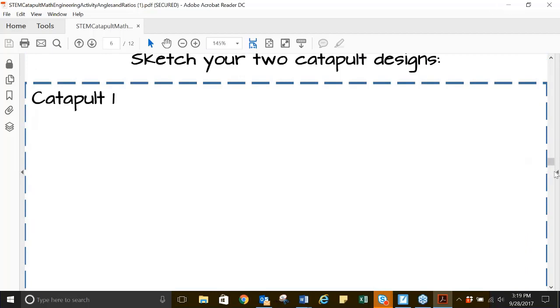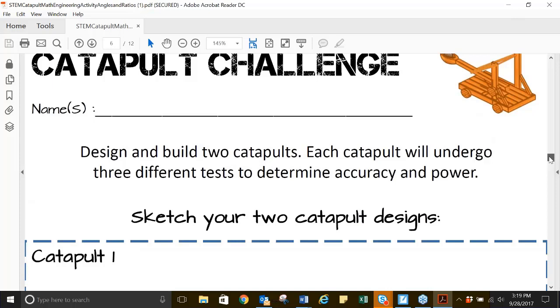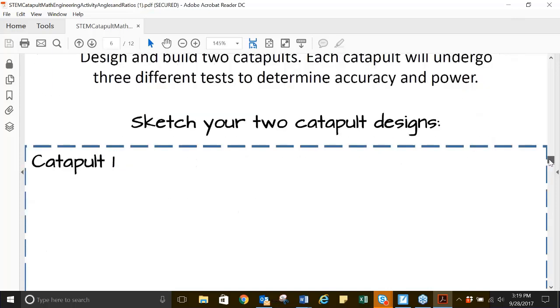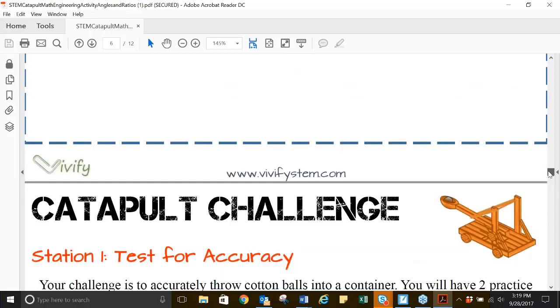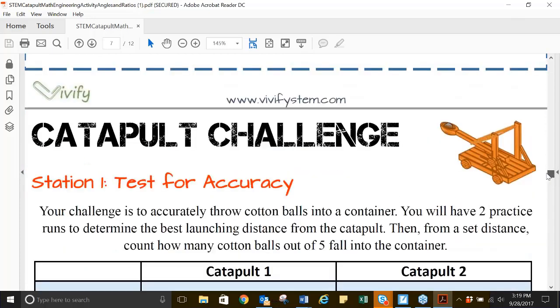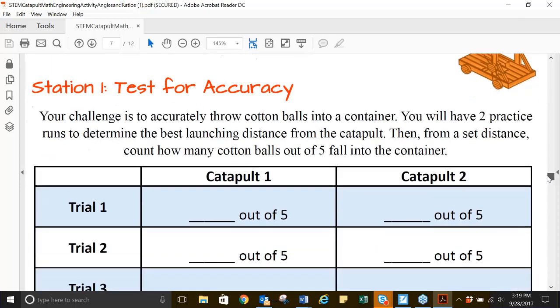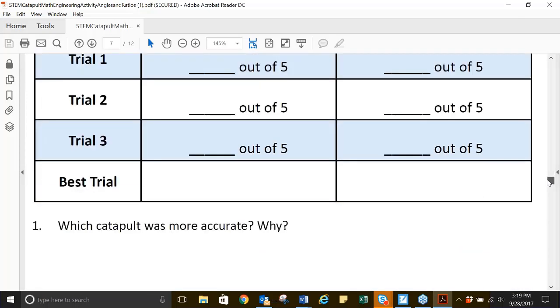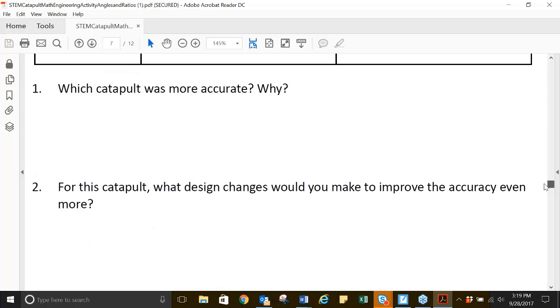And then that's the planning page. Of course, they sketch their catapult designs. How are they going to set it up? How are they going to make it where they're going to have the longest distance? And then they test for the accuracy of it. The trials. So they're doing ratios. They're having to learn ratios. Which catapult was more accurate? Why do you think so? Which one had the best leverage?